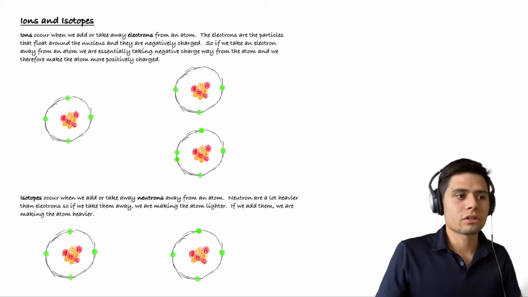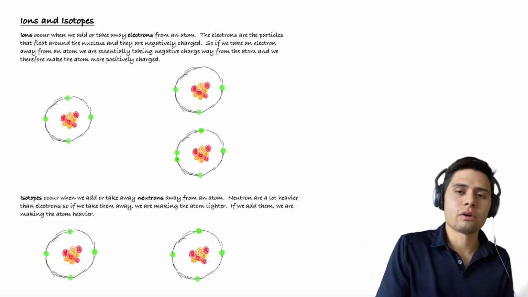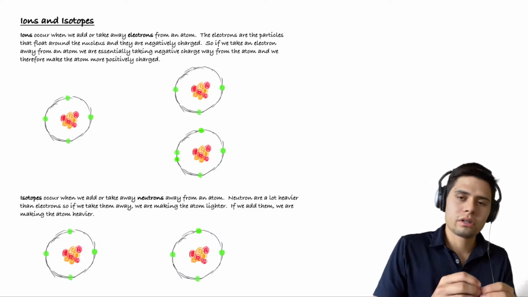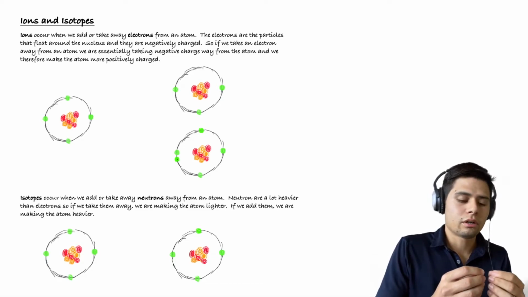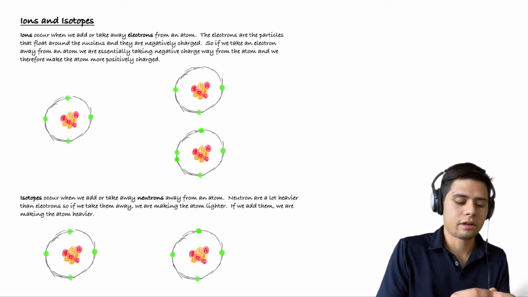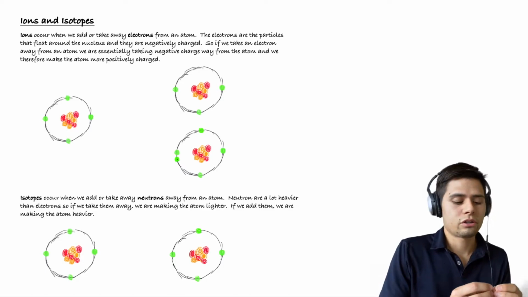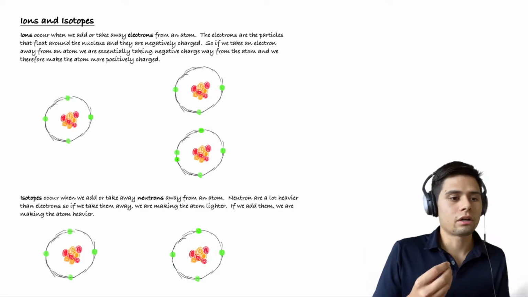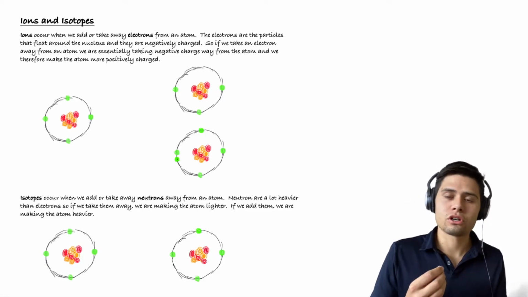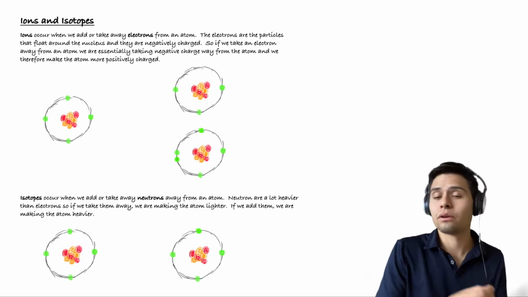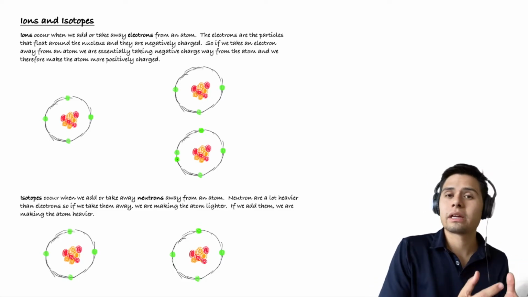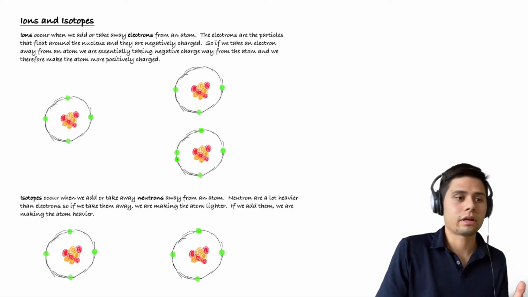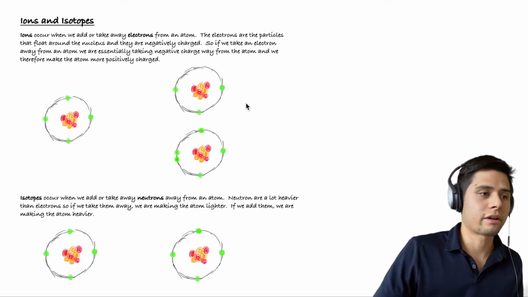So ions occur when we add or take away electrons from an atom. Remember, the electrons are the particles inside of an atom that are negatively charged. And so if we take away an electron, we are taking away negative charge, therefore making the atom more positive. Okay? And that's what I have in this first diagram here.